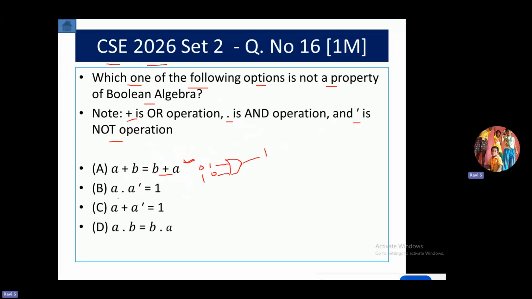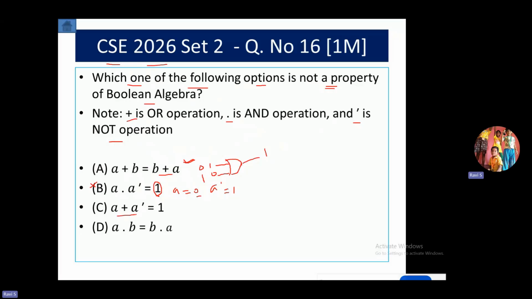And coming to the second one, A dot A bar equals 1. Suppose we consider A equal to 0, then its complement A bar equals 1. Performing AND between the two, the result is going to be 1 according to this expression. But in an AND operation, when one of the inputs is 0, the output is going to be 0. So this particular expression is not a property of Boolean algebra. So B is not a property of Boolean algebra.